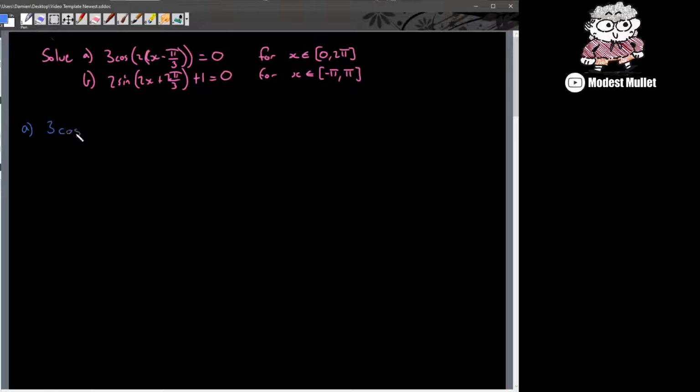So we've got 3 cos(2(x minus pi on 3)) is equal to 0. So the first thing we want to start doing is just rearrange it so that we get just a trig function left on one side. So we have cos(2(x minus pi on 3)) is equal to 0, because we divide both sides by 3, and 0 divided by 3 just stays as 0.